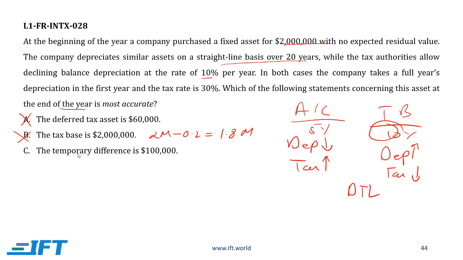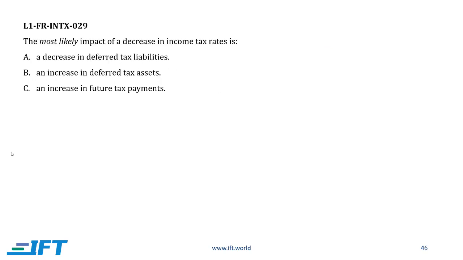Okay. Temporary difference of 100,000. So what is your temporary difference? That is your carrying amount minus your tax base. So carrying amount would be how much? Your depreciation was 5%. 2 million of 5% is how much? 100,000. So carrying amount would be 2 million minus 100,000. That is your 1.9. What is your tax base? So 100,000 is your temporary difference. Option C is correct.